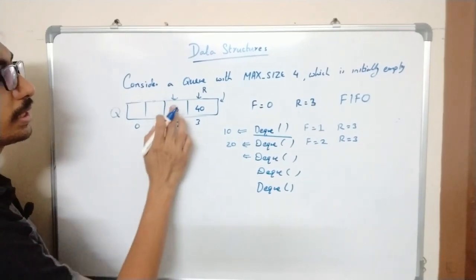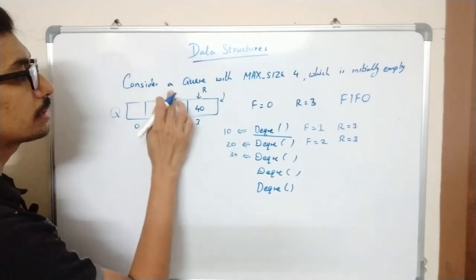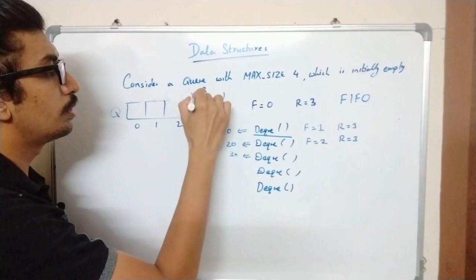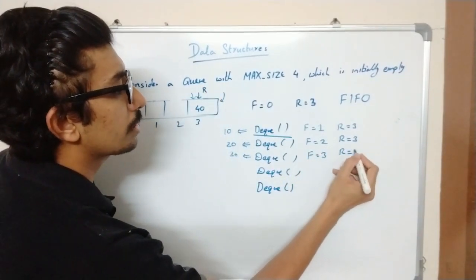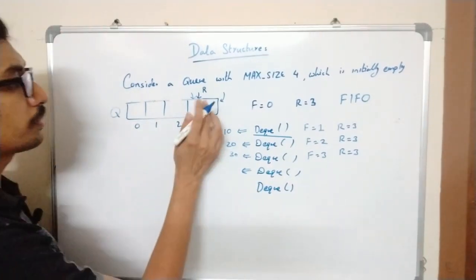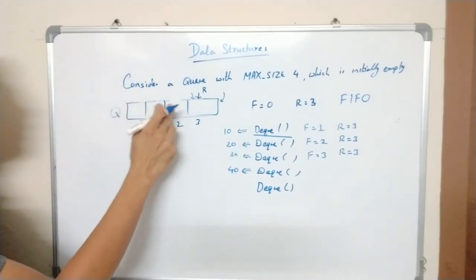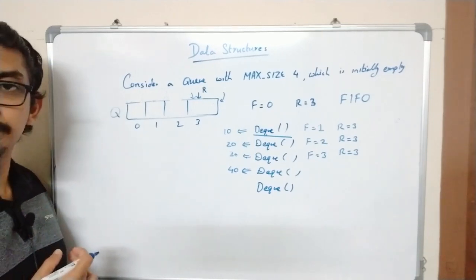Again you are having a dequeue operation. The next element to be deleted is 30, which is the current front. Once 30 is deleted, front will move to 40, which means front is incremented by 1. Rear remains as 3. Again you are going to do a dequeue operation, which means 40 will be deleted. And as you can see, when 40 is deleted, the queue has become empty.